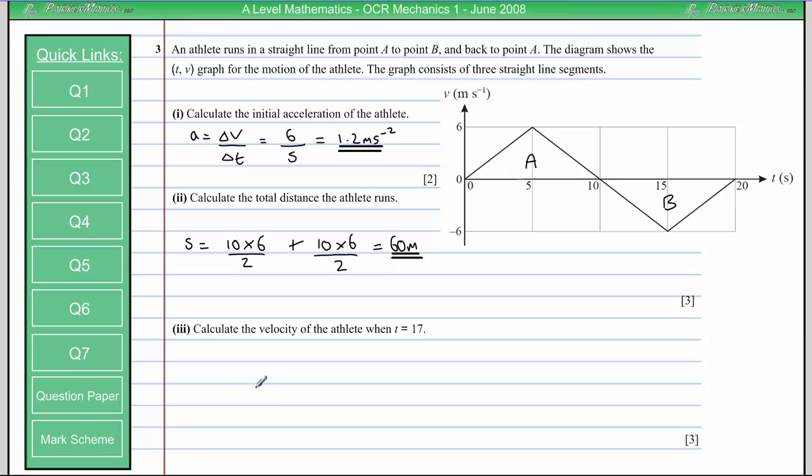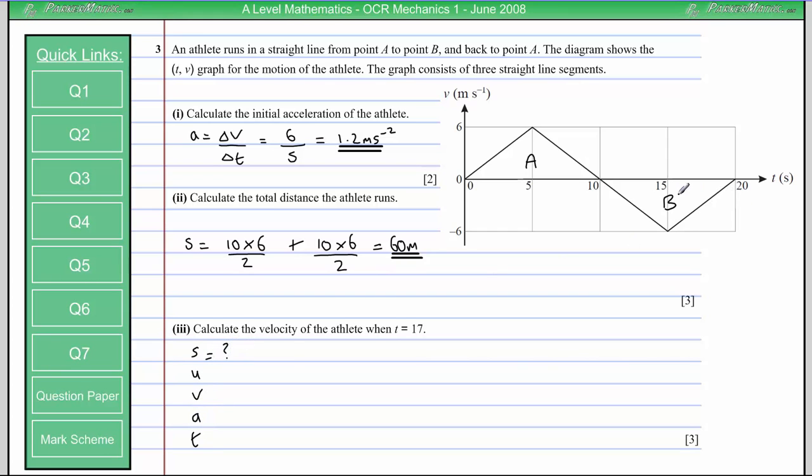In part 3, I need to calculate the velocity of the athlete when t equals 17. To answer this question, we need to consider which segment of the graph we're interested in, and at t equals 17 we're on this straight line segment here. So I'm going to write down SUVAT for the bit just between 15 and 20. So SUVAT.